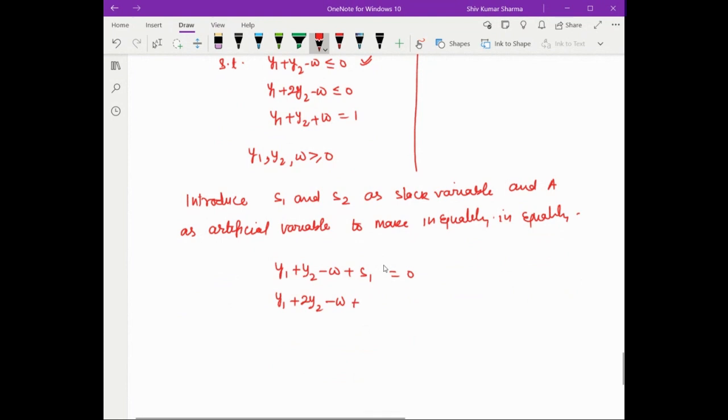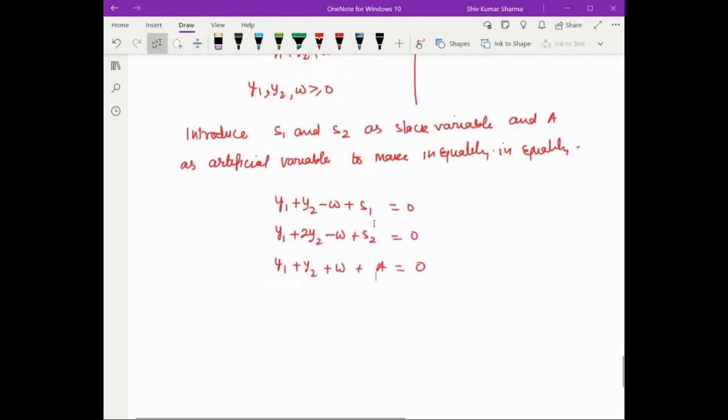So this means plus S2 equal to 0, and the third one we see is y1 plus y2 plus omega, that means here we write plus A. So we take the cost of the artificial variable as minus A equal to 0. So the cost of the artificial variable we consider as minus A. Sorry, this is 1 equal to 1, third one equal to 1.